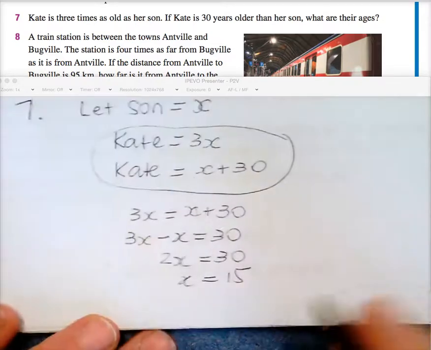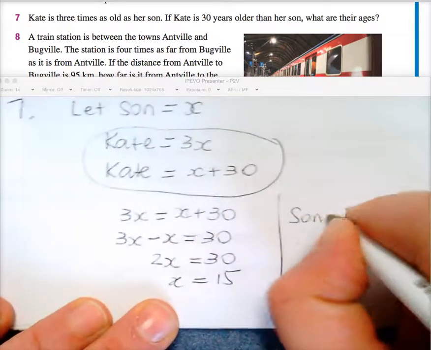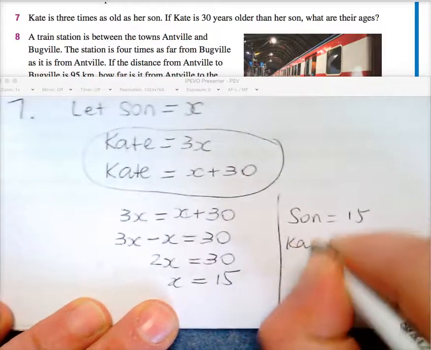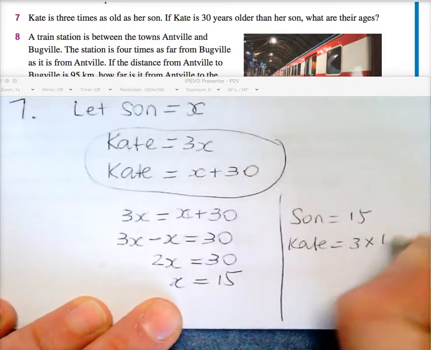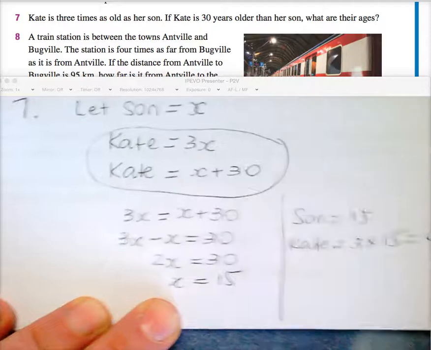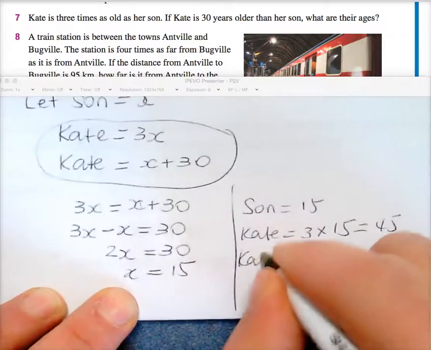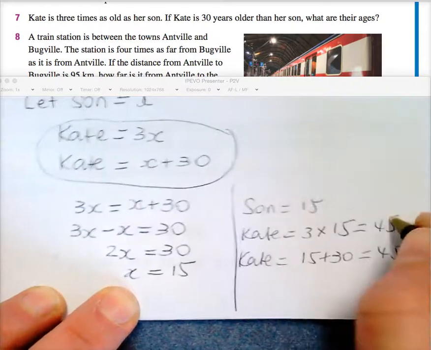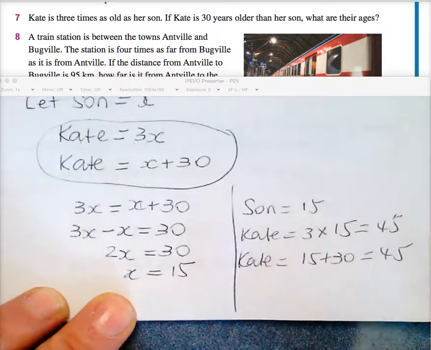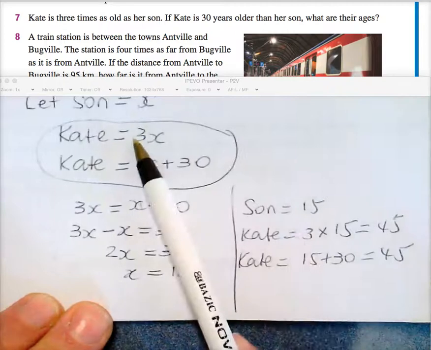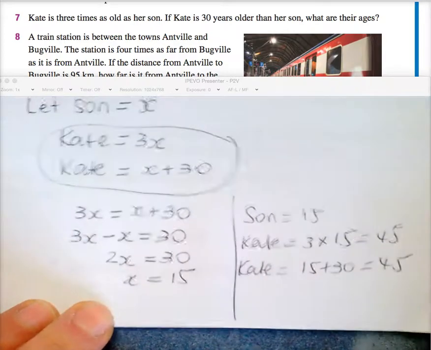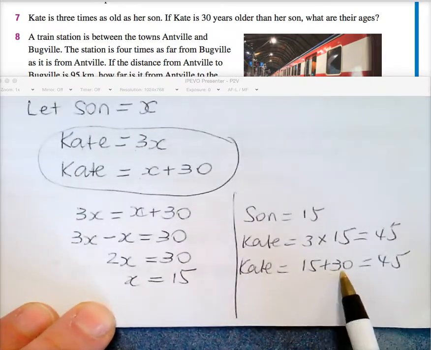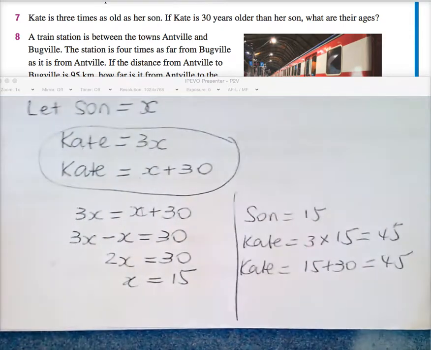How old's Kate? So the son is 15. No matter which equation we use, Kate is 3 times 15, which is 45, or Kate is 15 plus 30, which is 45. You'd want to make sure both equations for Kate work, because there are 2 equations, 3x and x plus 30. So they both work. It's got to be right.